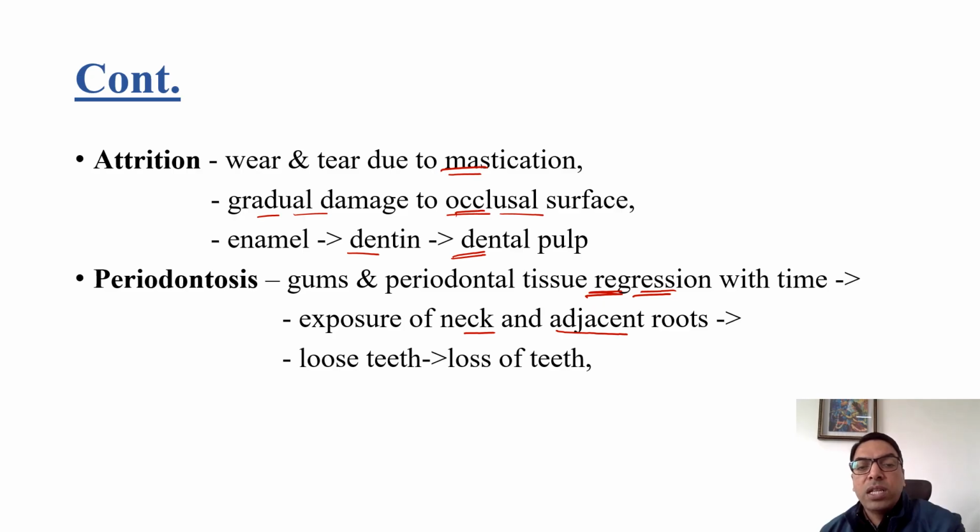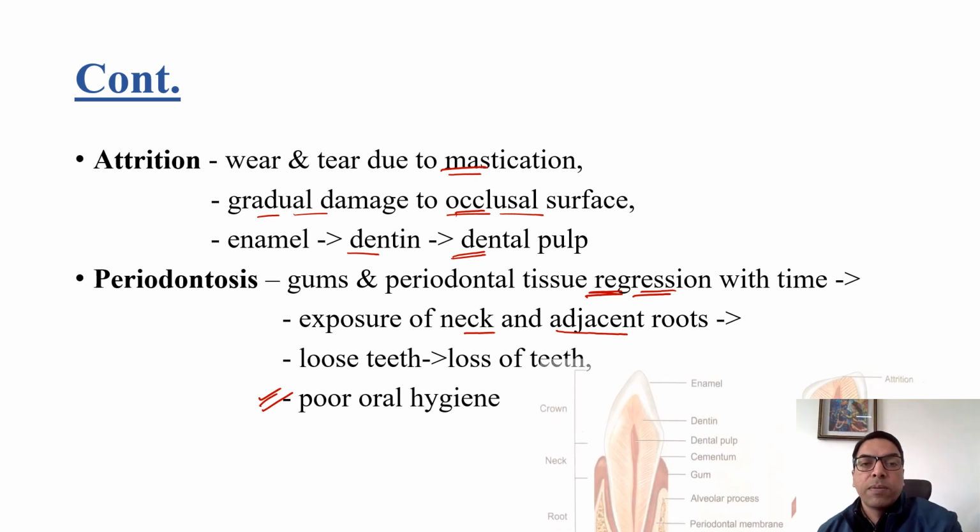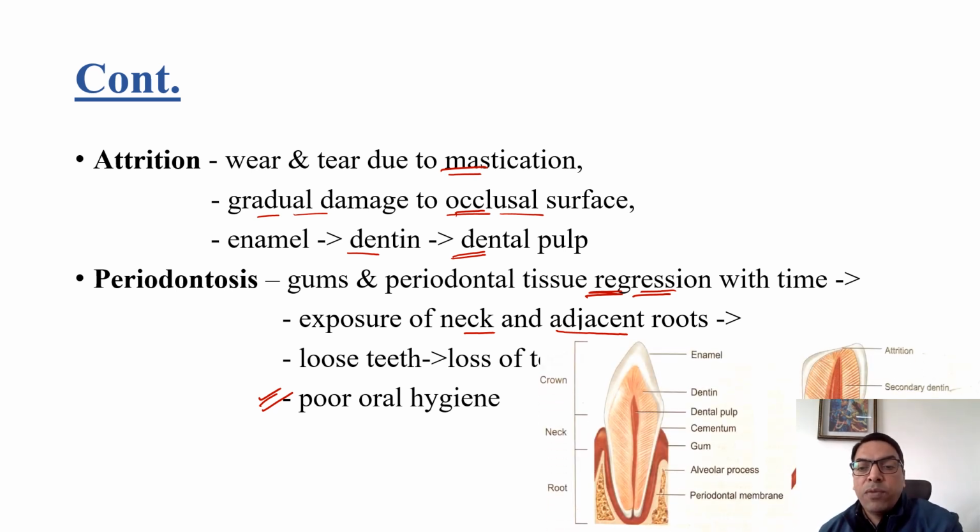After exposure, there is loosening of the teeth followed by loss of the teeth. In individuals who maintain poor hygiene, periodontosis is a frequent finding. Now, if we look here, the enamel, as a result of attrition, is gone. Secondary dentin is in place of dentin, and further down, the alveolar process or the periodontal membrane, the bony part, is also gone here, exposing this soft area.